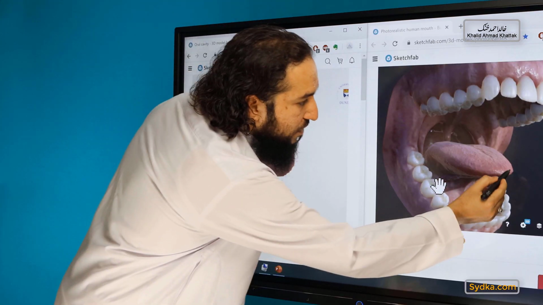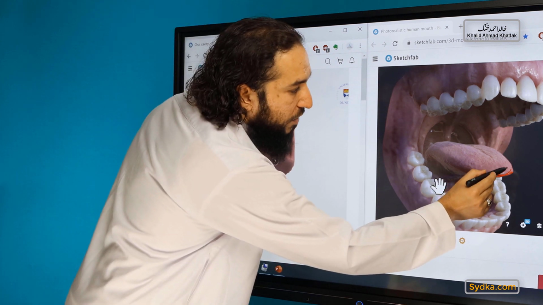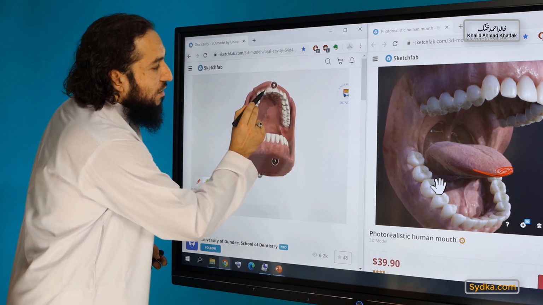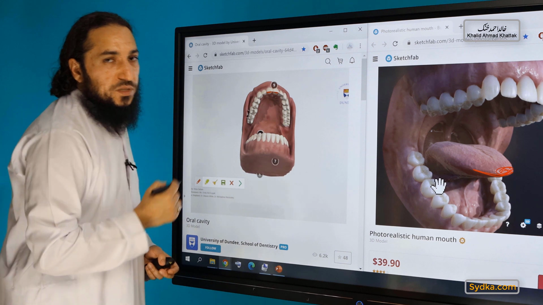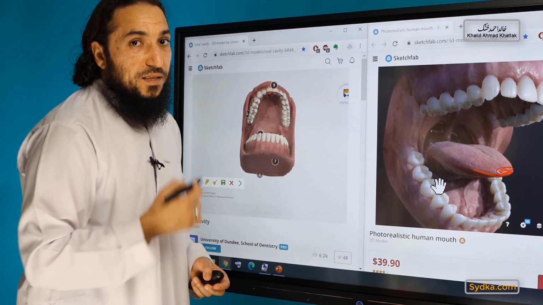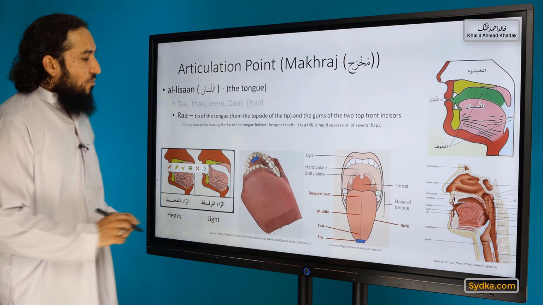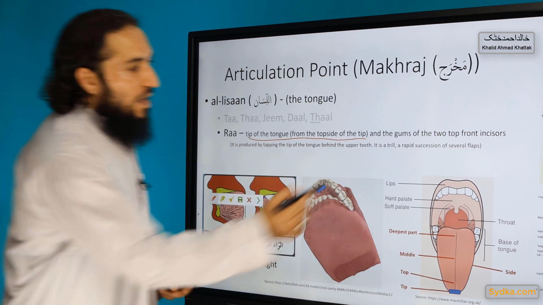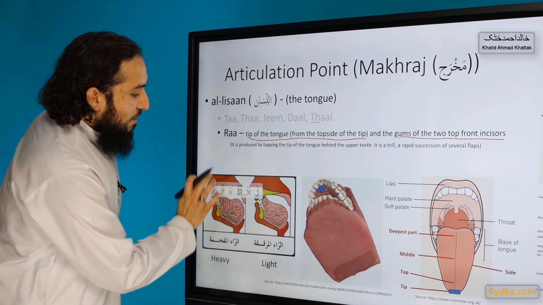So this is the tip of the tongue, and the top part of the tip of the tongue will be touching the bottom edges of the front top two incisors when we are pronouncing dal. So the articulation point is the tip of the tongue from the top side of the tip and the gums of the top two incisors. That's the articulation point.